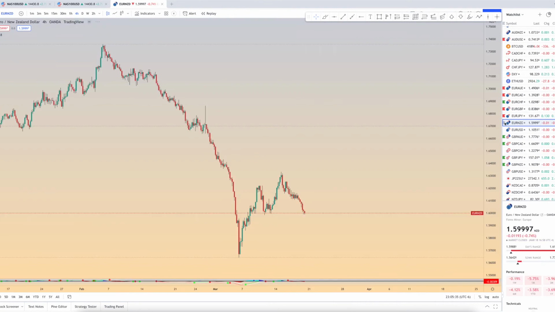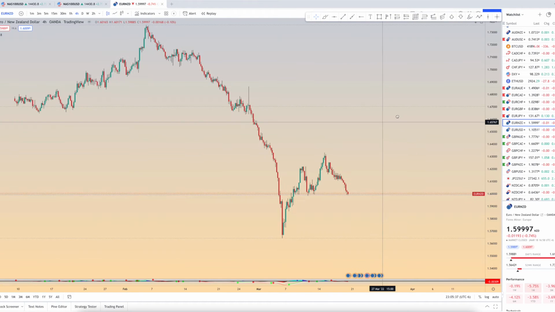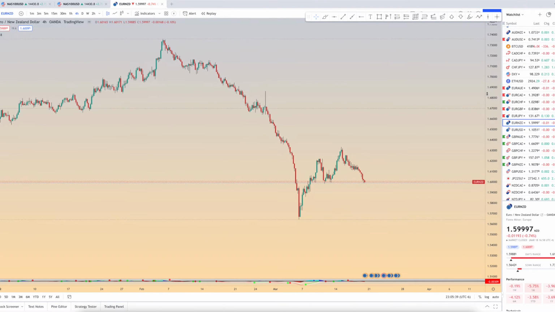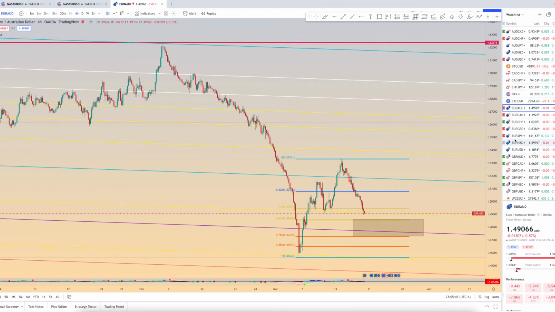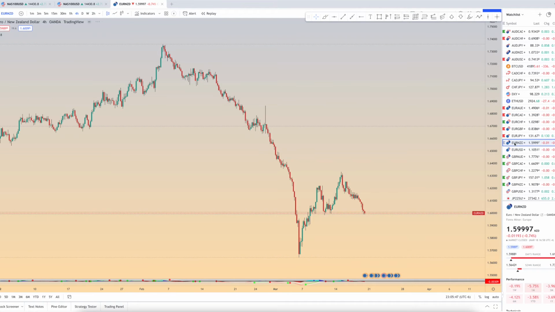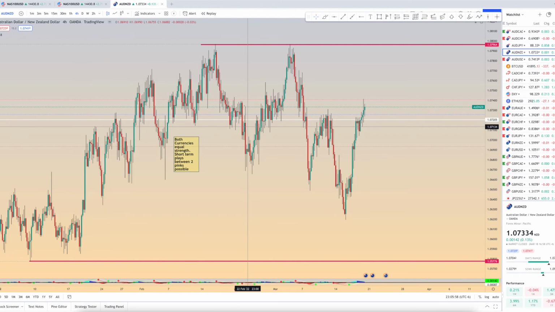Euro NZD, I didn't really mark this one up. I'm not a huge fan of NZD pairs, but as you can see, it plays very similarly to Euro AUD. If we look at the market structure, it is almost identical. Whatever happens with NZD typically happens with AUD. That's why if you do AUD NZD, this just kind of goes sideways with giant wicks.